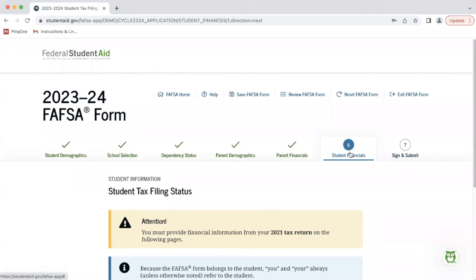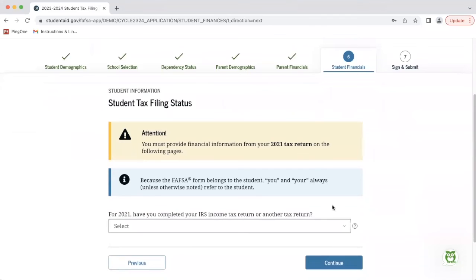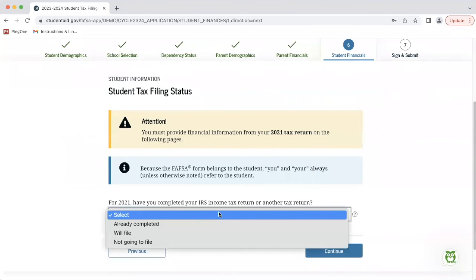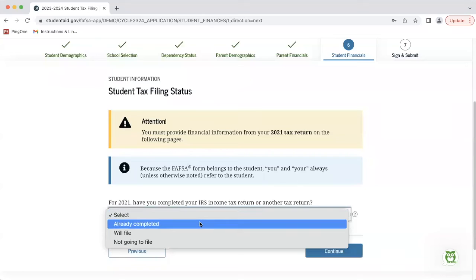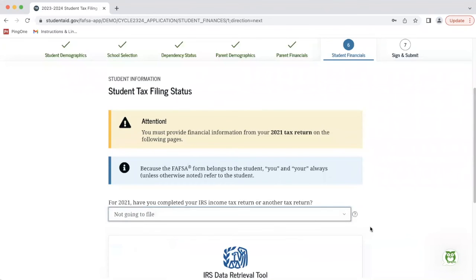Now we've made it to section 6 on the FAFSA. And notice we're transitioning back to student information for this section. Similar to the parent financial sections that we previously completed, now the student is going to answer the same type of questions that it did for the parents. So they want to know, did the student in 2021 complete an IRS income tax return? So the student can put already completed, will file, or not going to file. For this purpose, I'll put not going to file.